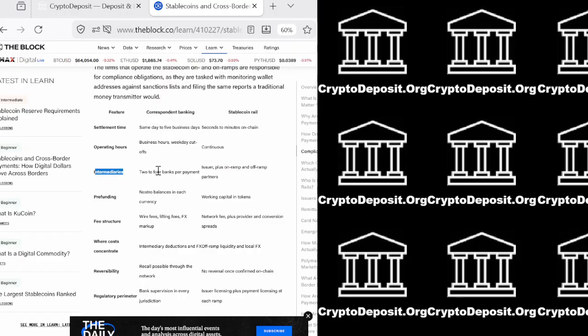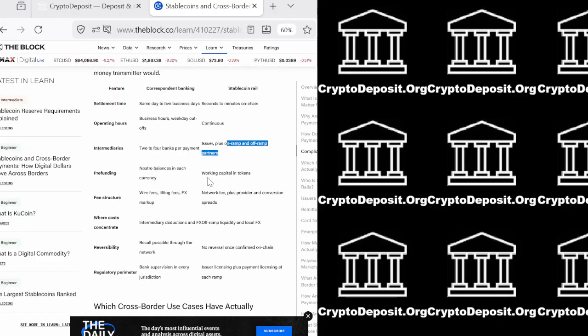Intermediaries, so you have 2 to 4 banks per payment, okay, traditionally. But with stablecoin, you have the issuer, which is USDT, USDC, and then plus on-ramp and off-ramp partners, meaning your own wallet or a centralized exchange wallet. Depends if you are going to jump out of USDT or jump out of USDC into a local currency, because that would be, of course, the off-ramp.